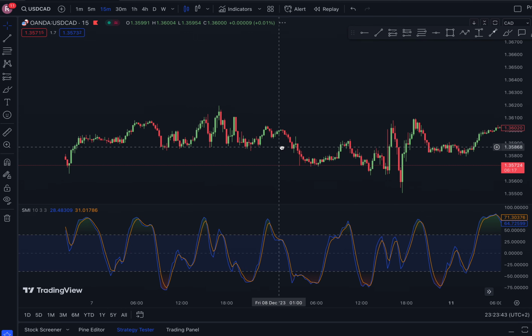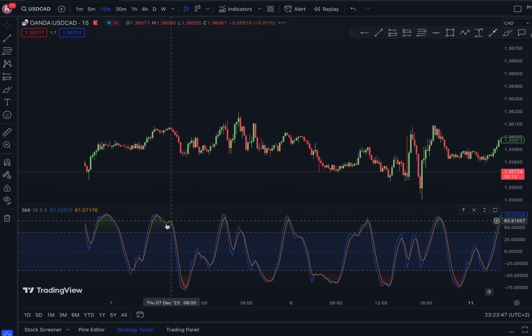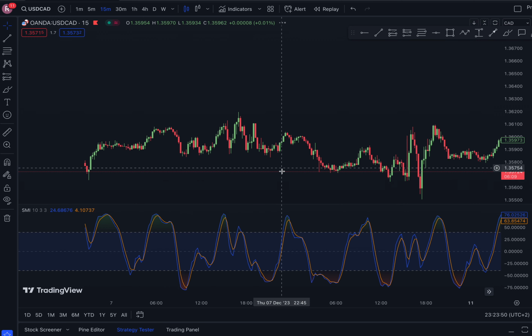So the first thing you got to do is look out for your oversold and your overbought, right? Now let me give you a few examples.